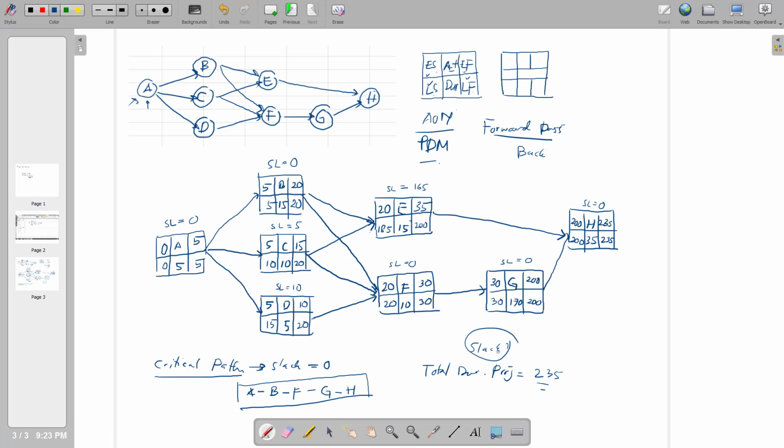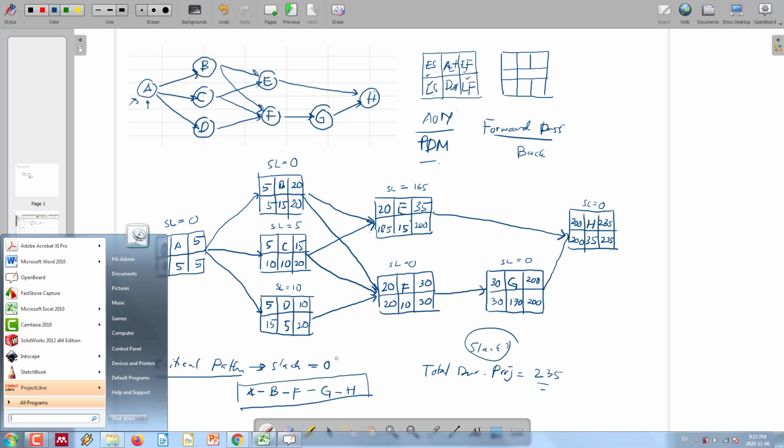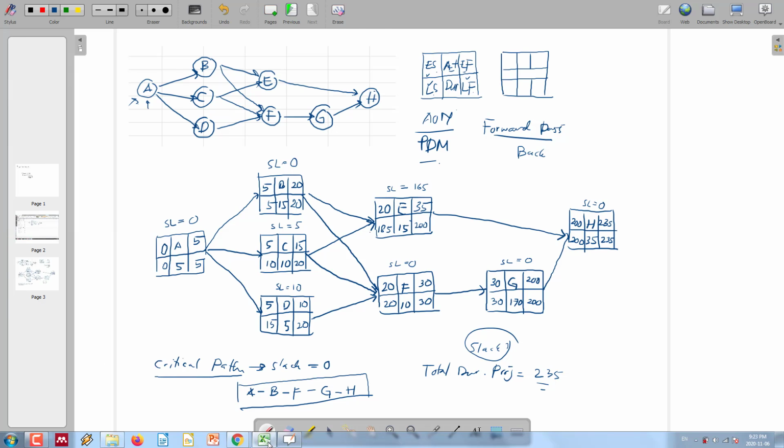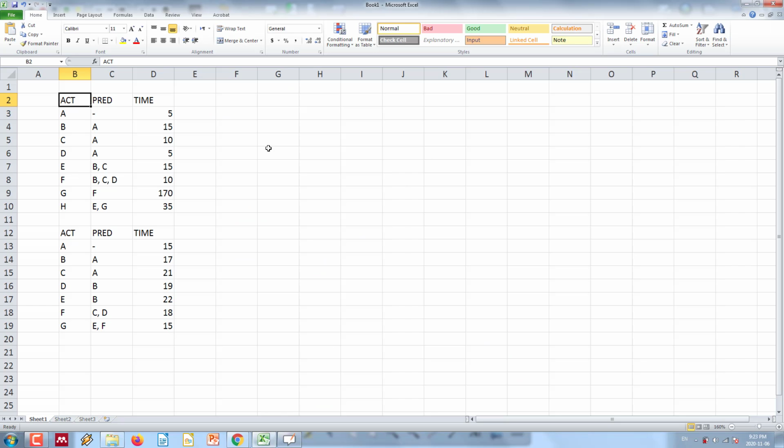The next one is activity on arrow. For activity on arrow, if I use the first question, it will be a very long answer. So I'm going to use the activity on arrow for question number 2 over here. So this is our data.